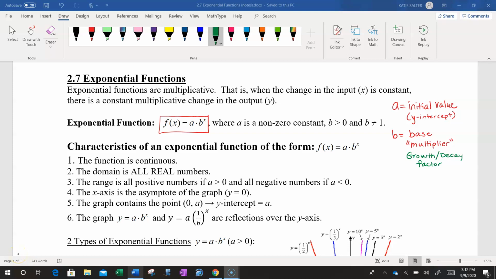Okay, so in this lesson, we're returning to exponential functions. Remember, an exponential function's basic formula is y equals a times b to the x, where a is a non-zero constant, and b, which we refer to as the base, has to be a positive number and cannot equal 1.